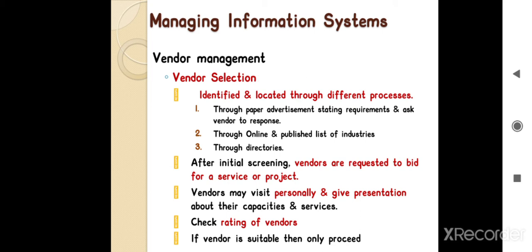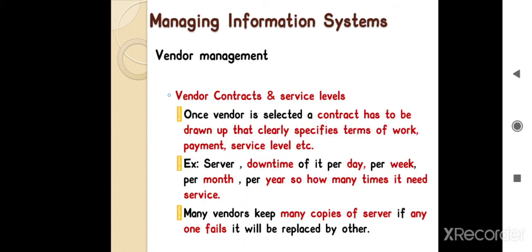Next, if the vendor is suitable, then we can proceed. That means if we agree with all the terms and conditions given in the first 4 to 5 lines, then we can proceed to the next, which is the vendor contract and service level. We have finalized who will be the service provider for our organization. Then we have to make the contract, and we have to decide the service levels also.